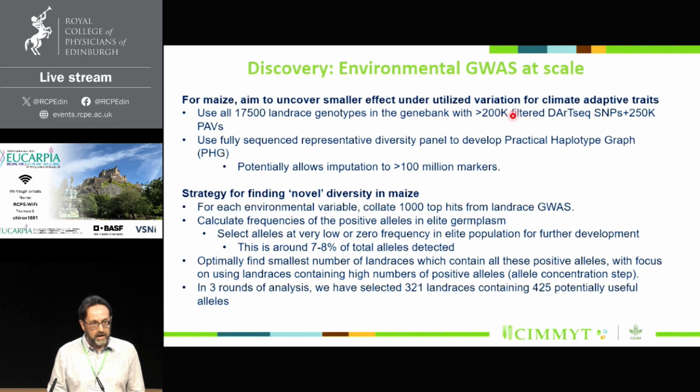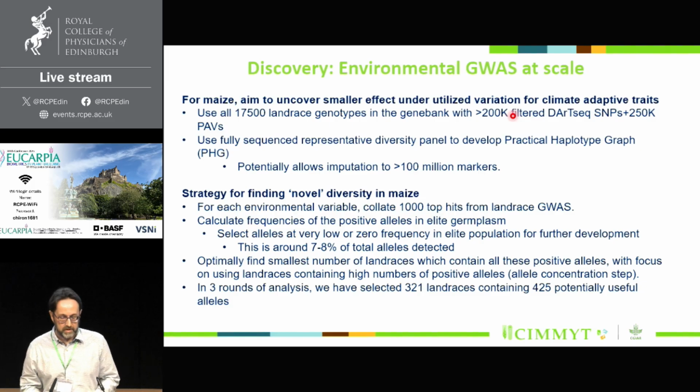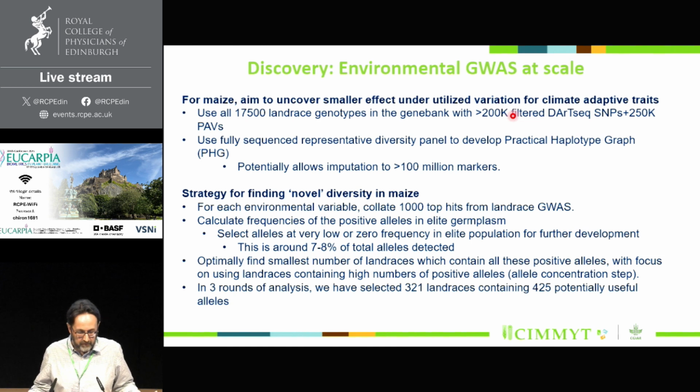And now we're going to do environmental GWAS on the whole gene bank, all 17,500 landraces rather than just the subset. We're going to use the DArT-seq data, so we've got a couple of 100,000 SNPs, 250,000 presence-absence variants, and we are working with partners to impute up to a practical haplotype graph level where we can get over 100 million markers potentially in this approach.